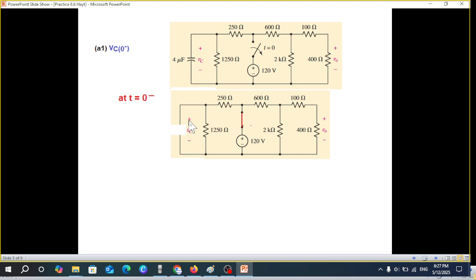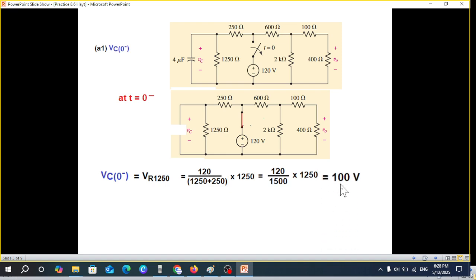And now we can find the voltage across this, which will be the same voltage that is across 1250. So we'll use this source, and on solving the left hand side, we can find VC 0 minus. VC 0 minus is actually VR 1250, and VR 1250 can be found from total voltage divided by total resistance multiplied by the resistance across which we want to find. So by VDR, the answer will be 100 volt.